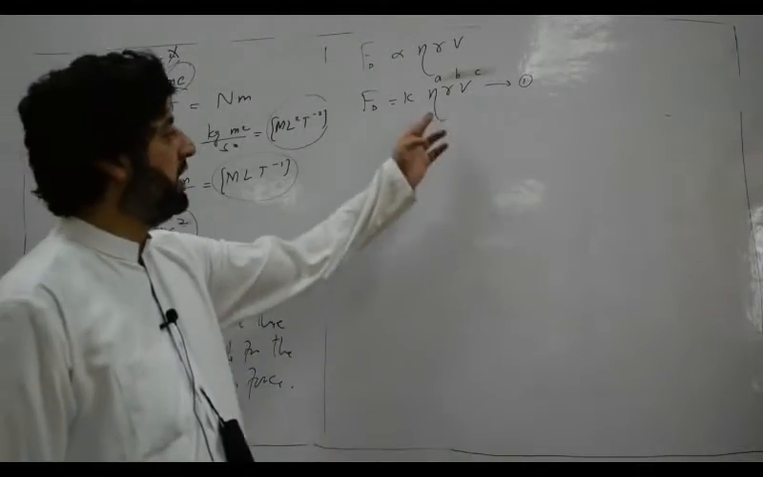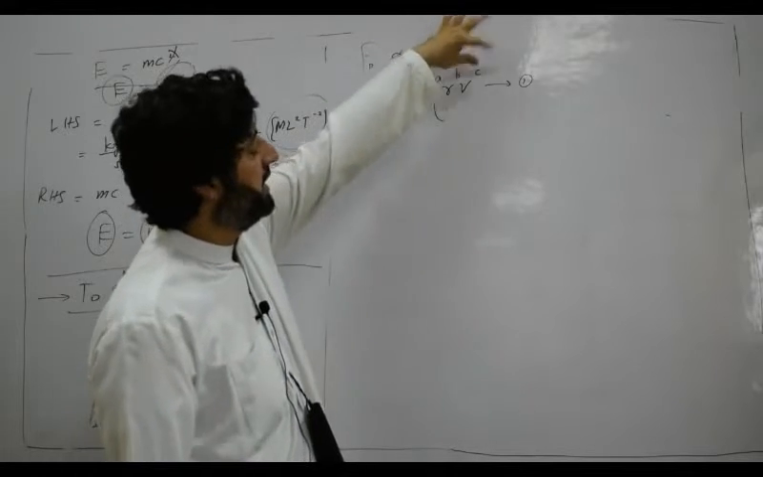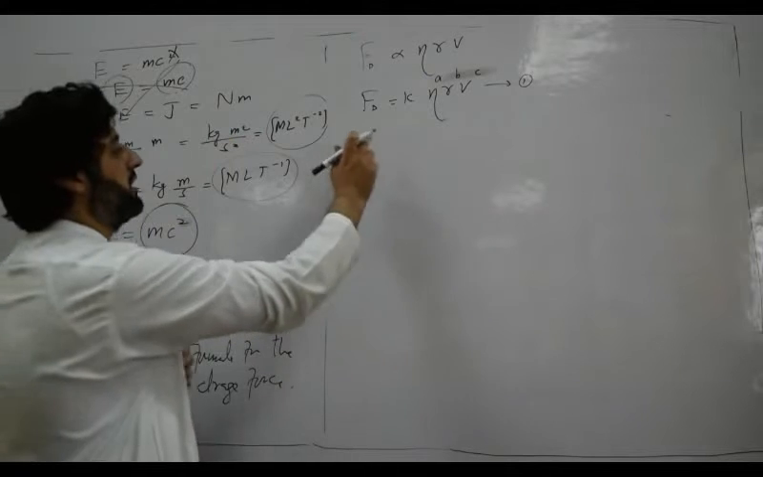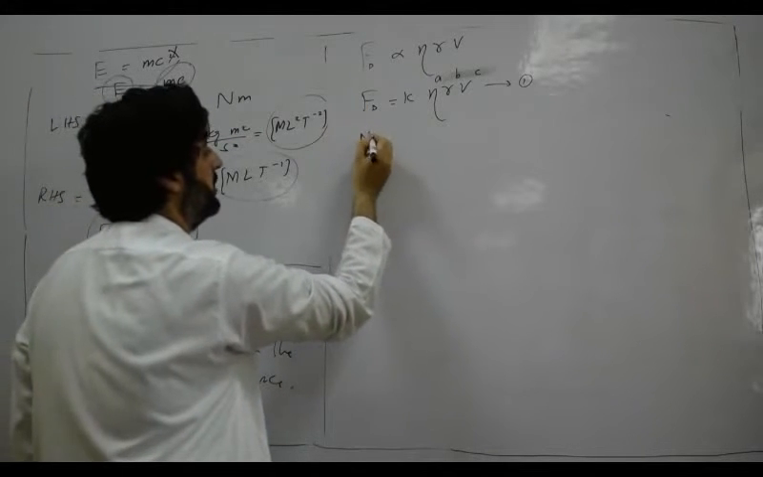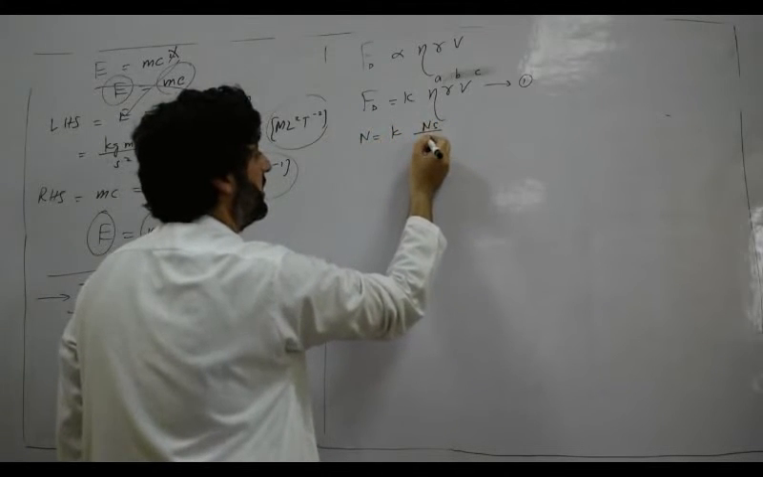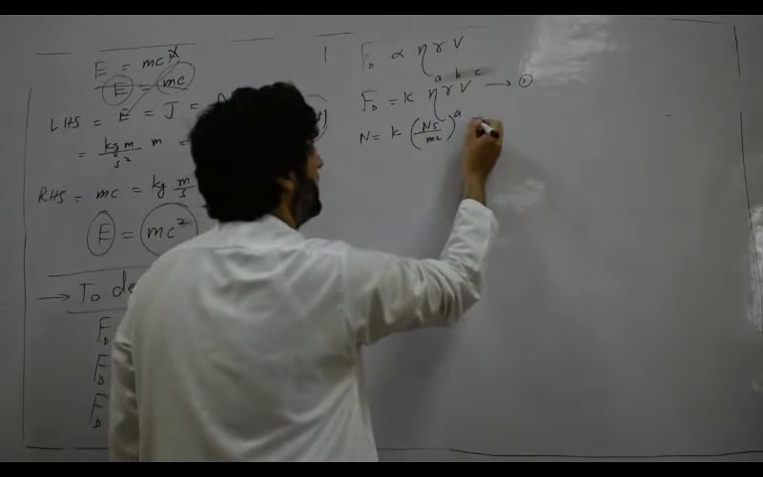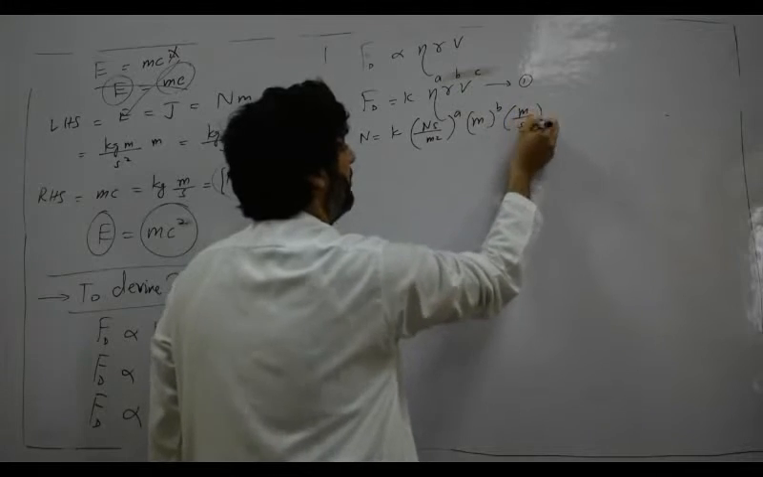So we have to find out the exponents, A, B and C. Now putting the units of these terms. What is the unit of force? Newton. What is the unit of viscosity? Newton second per meter square, whole power A. What is the unit of radius? Meter power B. What is the unit of speed? Meter per second, whole power C.